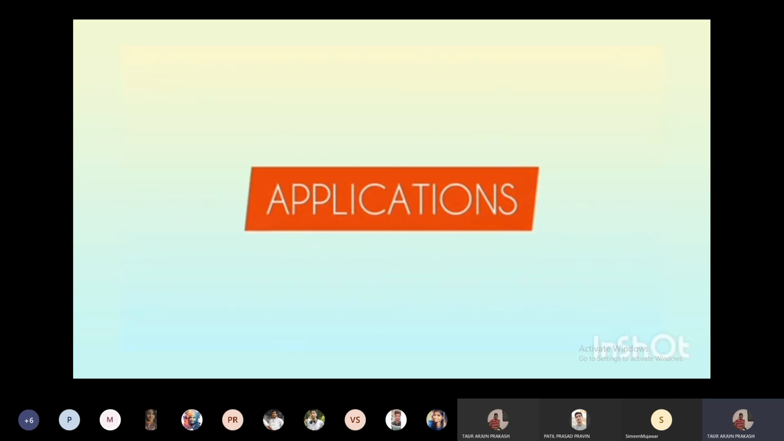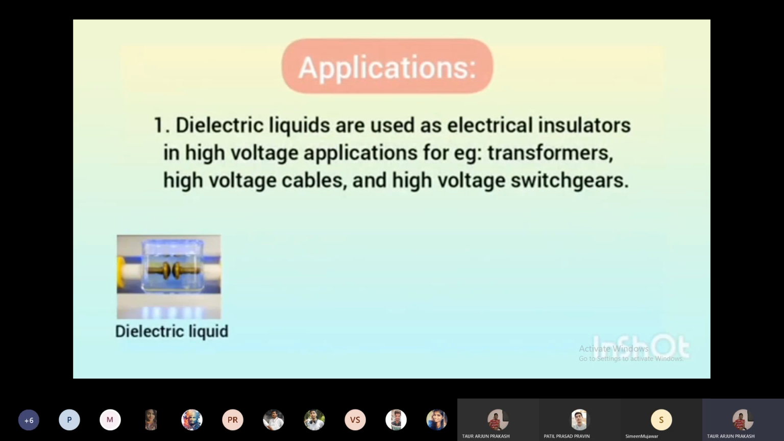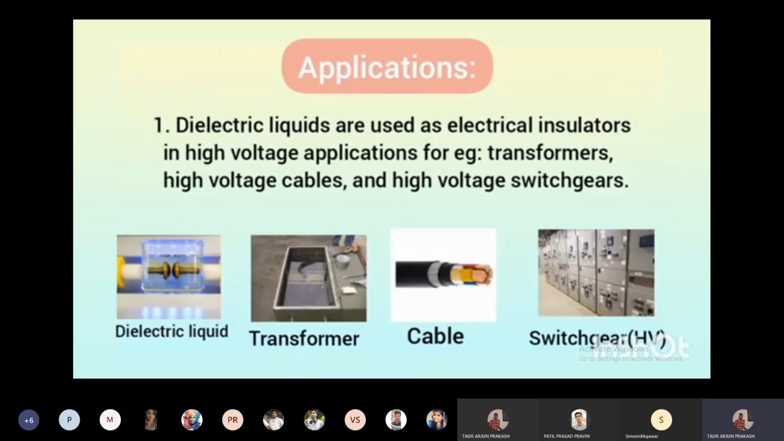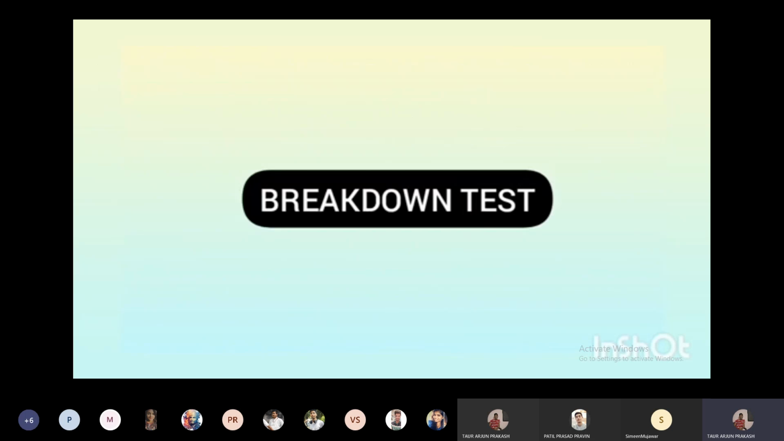Let's see the applications. Dielectric liquids are used as electrical insulators in high voltage applications, for example transformers, high voltage cables and high voltage switchgears. Its function is to provide electrical insulation and to serve as a coolant. Breakdown tests are carried out for testing pure liquid as a coolant. Let's see the breakdown test.